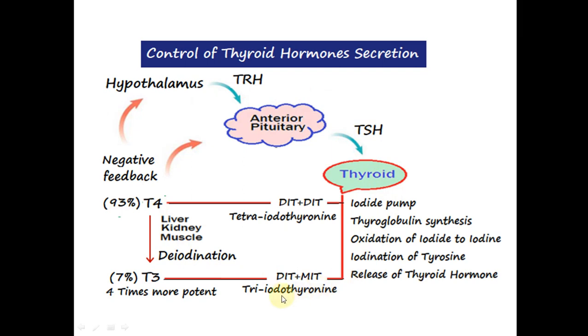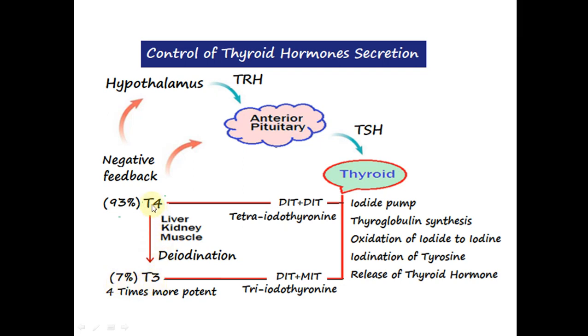The two thyroid hormones are thyroxine, or T4, and T3. Out of them, T3 is the active hormone that takes part in exerting the effects of the thyroid hormones. But mostly in the thyroid gland, thyroxine is formed, so that 93% of the thyroid hormones will be T4 and only 7% will be T3.